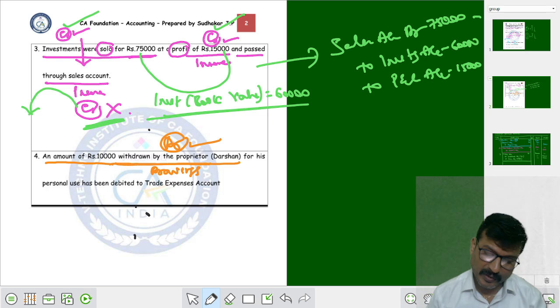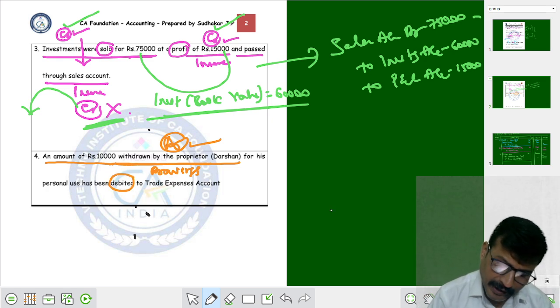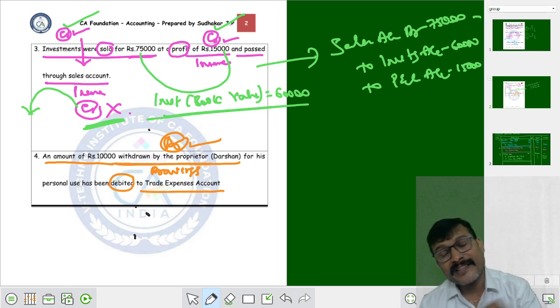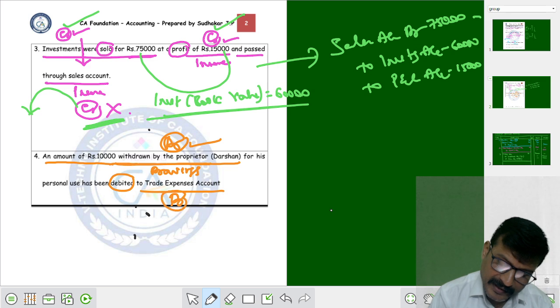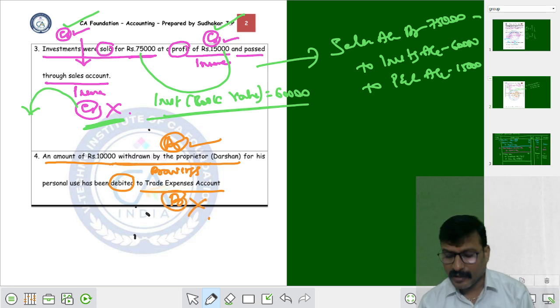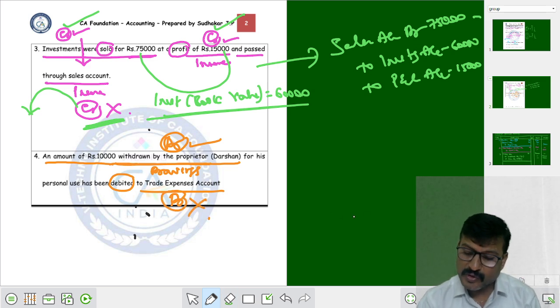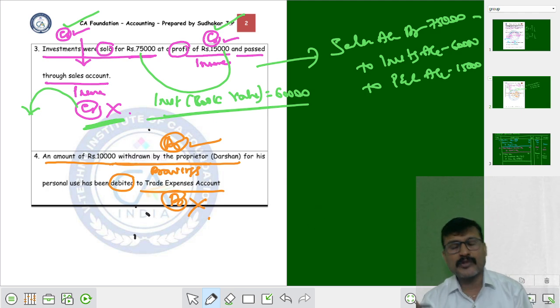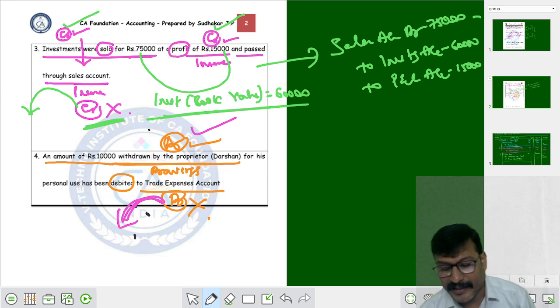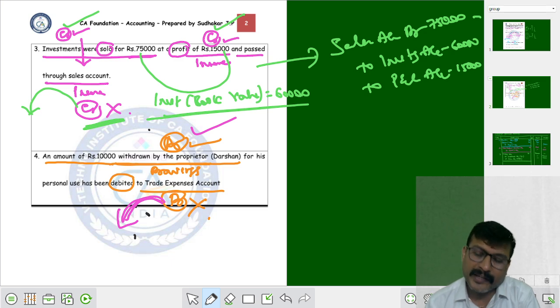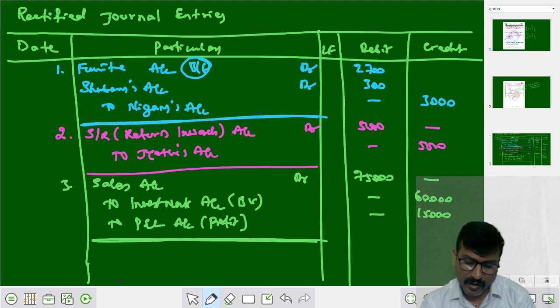For his personal use, it had been debited to the trade expenses. Where is it recorded, my dear students? Recorded in the trade expenses debit side as a wrong debit. Now what is the rectifying entry? Always I used to tell you, in every transaction I used to repeat, keep the correct in the same place. Shift the wrong to the opposite place. Opposite place means where to take it? Now trade expenses, credit side. Then what is your entry? Drawings account debit to trade expenses account. That is the last entry.